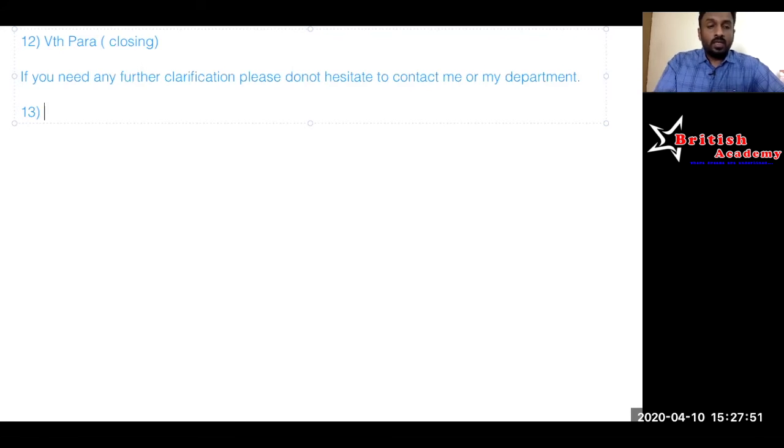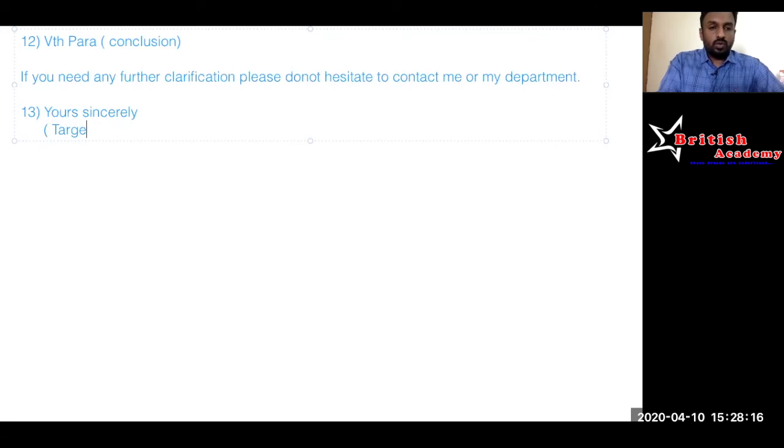The 13th one. Now, after this, leave one line. Actually, this 12th one is your conclusion para. It's not closing, it's conclusion. I'll just change it, please correct it. Conclusion. And the 13th one is your closing. Now, closing: if you know the target reader's name, you will write Yours sincerely. The S will be small, no apostrophe in Yours. Yours sincerely. I'll just write it in brackets.